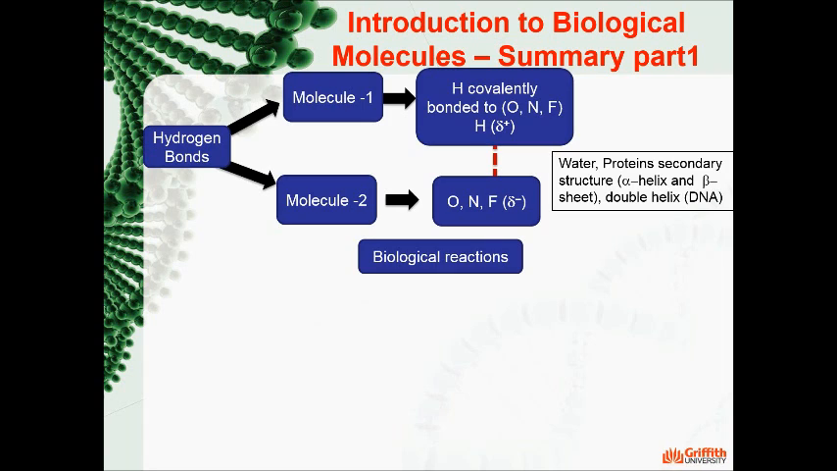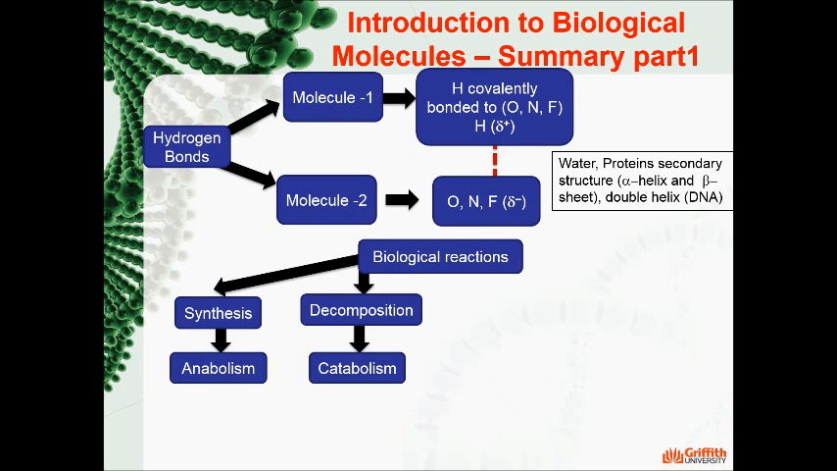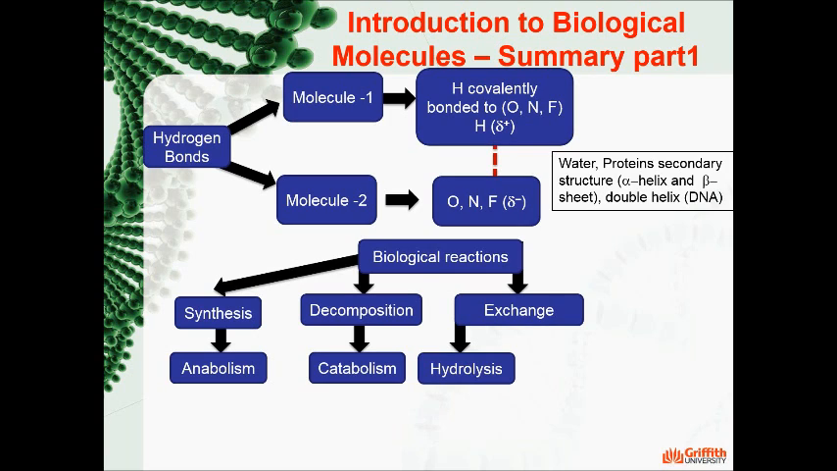After that, we covered the 4 types of biological reactions. Synthesis is to build larger molecules, and it is called anabolism. Decomposition is to break down molecules into smaller components, and it is called catabolism. Exchange reactions are very popular, and they consist of both synthesis and decomposition reactions. There are 2 examples of exchange reactions. The hydrolysis, which refers to breaking down molecules with the addition of water, and condensation, which refers to building up molecules with the loss of water.